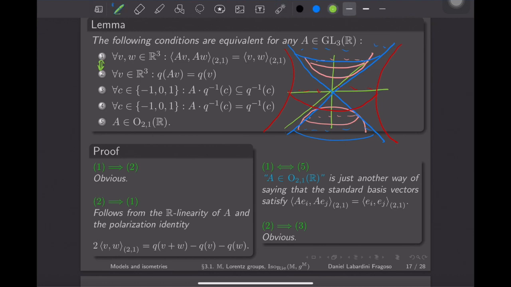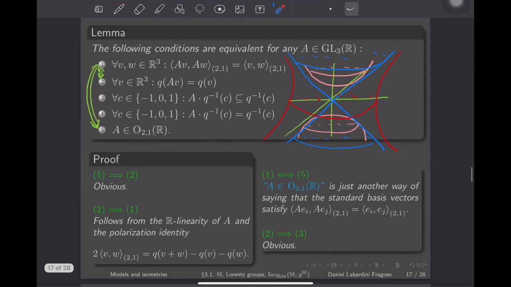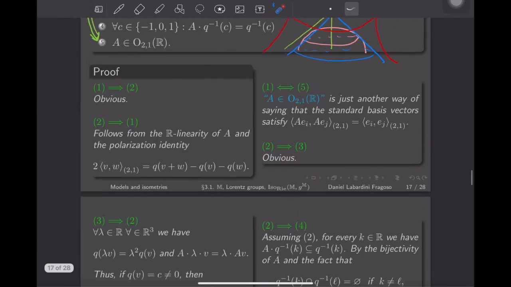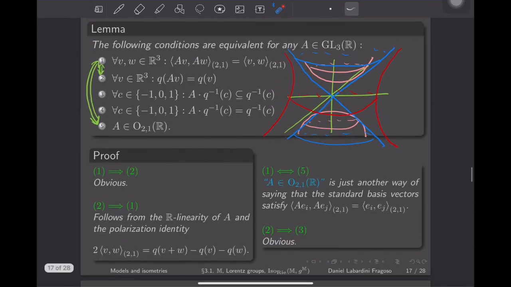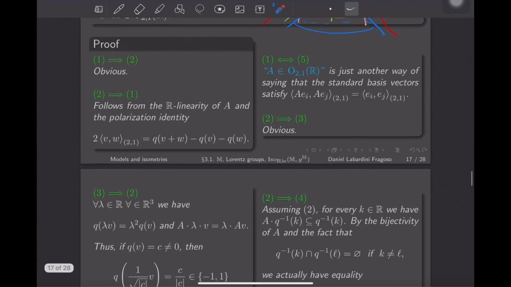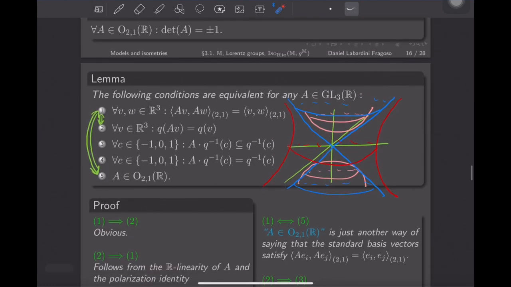So now we have these two. 2 implies 3 is obvious: if the value of Q doesn't change when I apply A, then when I apply A, the value doesn't change. 4 implies 3 is obvious. But let me go to 3 implies 2.